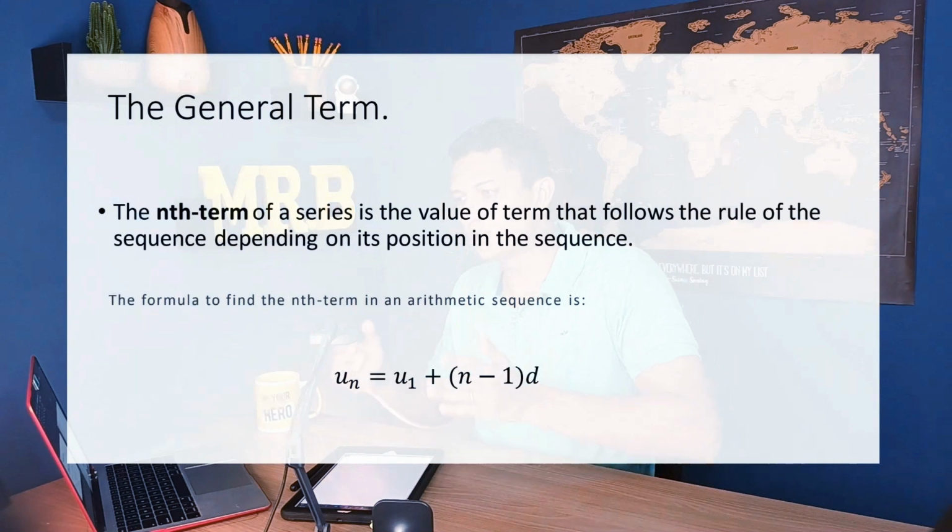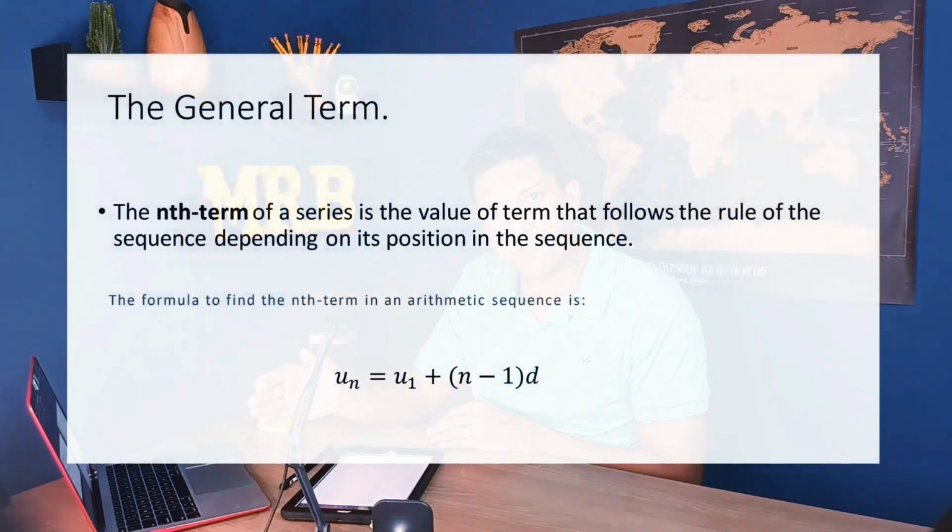Okay, so now let's see the first formula that we are going to use for answering actually all the problems that we're going to see in this lesson. That formula is the one that you see there in the slides. Un equals u1 plus n minus 1 times d. Okay, and that formula is very important because it's basically like the DNA of the sequence. So in other words, with that formula, we can get all the numbers that belong to that specific sequence.